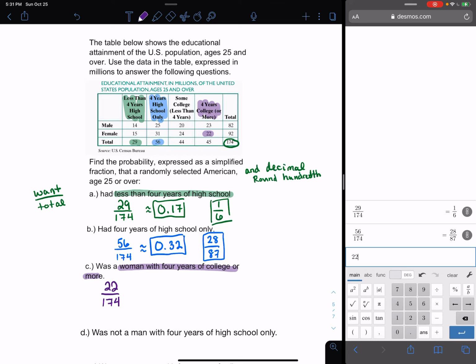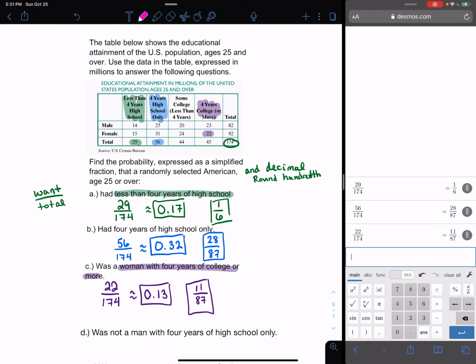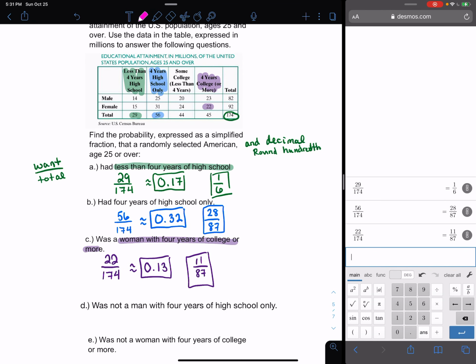So I'll do 22 divided by 174, which gives me, when I round my decimal, 0.126. The 6 tells me to bump that 2 up. So I would have 0.13 in decimal form, and I'll hit the fraction button to get a simplified fraction. It gives me 11 over 87. If we look at part D, they say was not a man with 4 years of high school only.